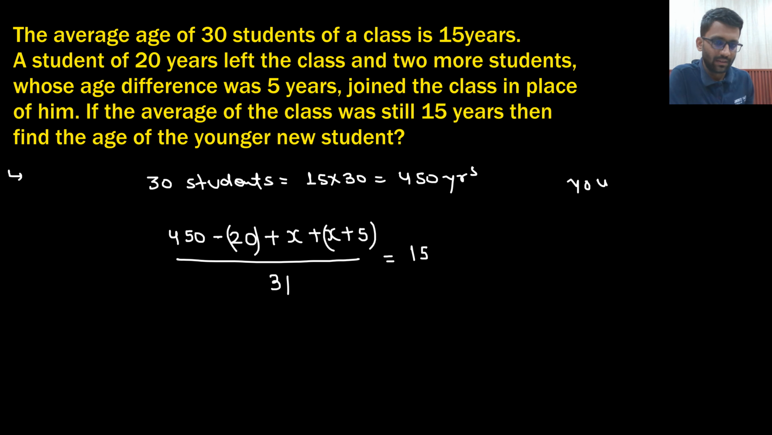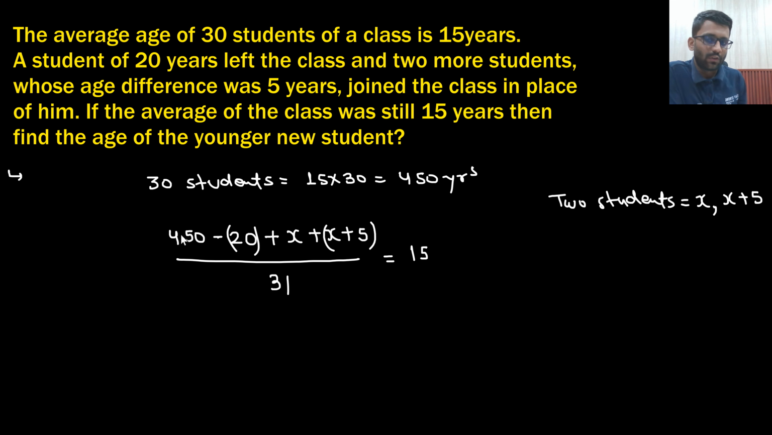Basically, two students joined. One was of age X and the other one was of age X plus 5. So total age was 450. From that, 20 years went off. Then X joined, X plus 5 years joined. Total 31 students are there, average is 15. That's it. Well and good.